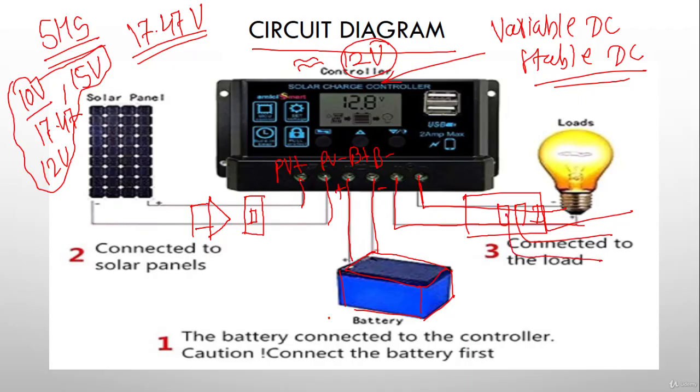So like that we can design the solar power system with the help of the solar charge controller. In this case we attach the panel, we attach the battery, and we take out the power in DC format.